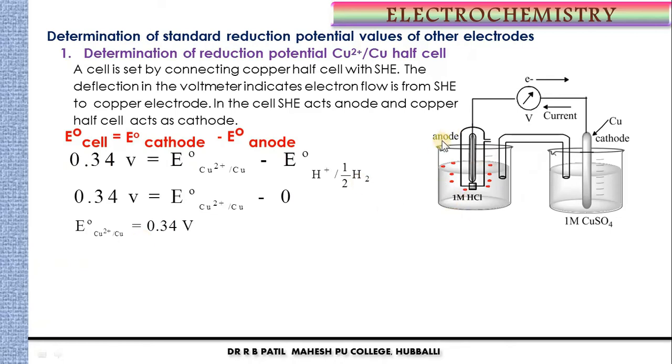So now which one is anode, students? Anode is standard hydrogen electrode. Which one is cathode, students? It is a copper half cell. Whenever I represent anode, that should be written on the left hand side, and cathode should be written on the right hand side. And whenever I write anode, students, what we should do?